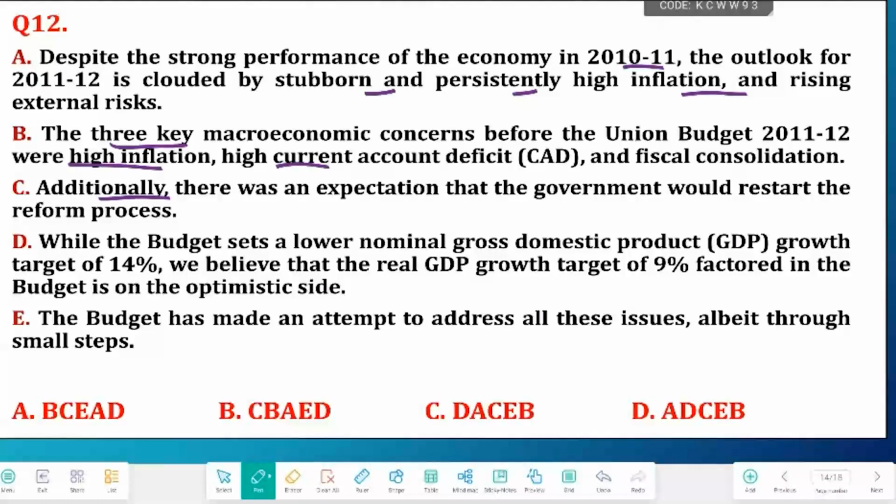Statement C: Additionally, there was an expectation that the government would restart the reform process. Statement D: While the budget sets a lower nominal GDP growth, that is gross domestic product growth, target of 14%, we believe that the real GDP growth target of 9% factored in the budget is on the optimistic side. And statement E: The budget has made an attempt to address all these issues, albeit through small steps. So this is a 5 statement parajumble. Again, you have a couple of minutes to solve this, and your time starts now.